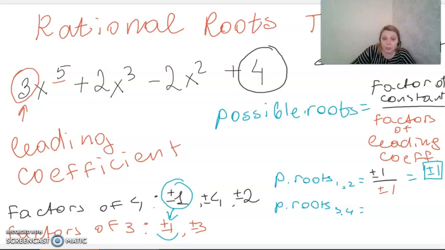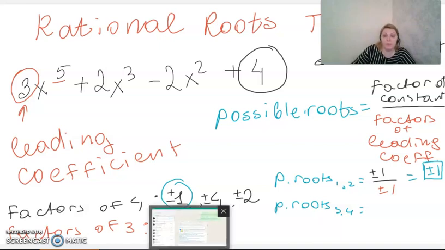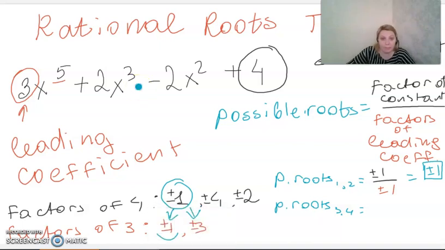So here's possible roots 3 and 4, right? So I'm still going to use this plus minus 1, but this time I'm going to divide it by my other factor of the leading coefficient, which is plus minus 3. So I'm going to have plus minus 1 divided by plus minus 3. Awesome. So once again, no surprise to anyone, this is plus minus 1/3. Very, very straightforward.